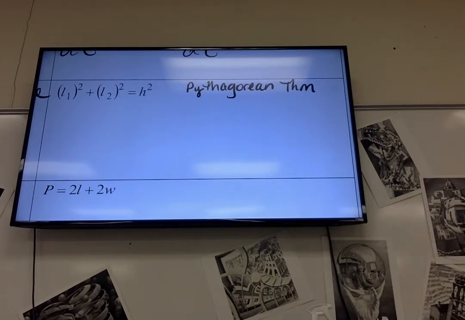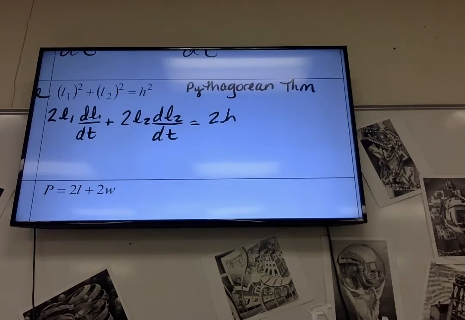Okay, so we take the derivative. So it'd be 2L1, times dL1/dt, plus 2L2 times dL2/dt, equals 2h times dh/dt.